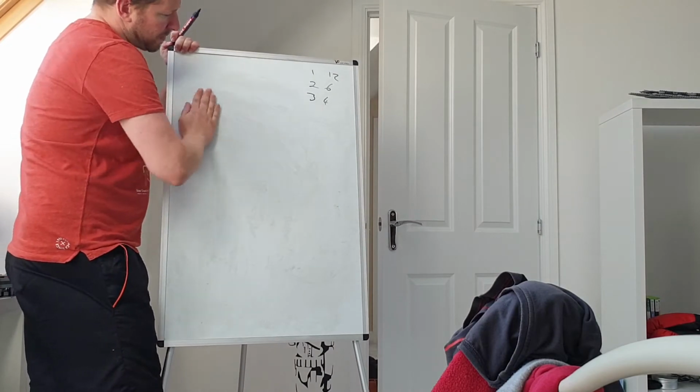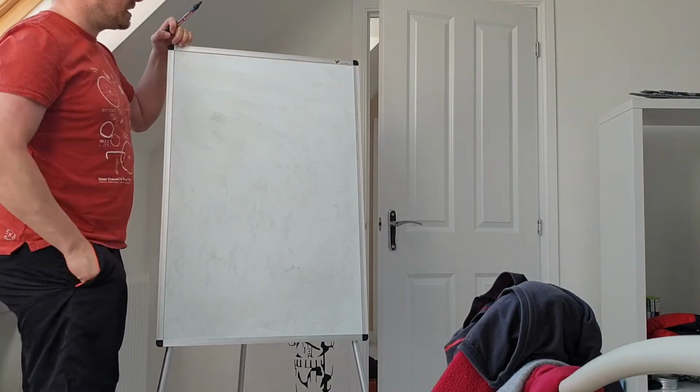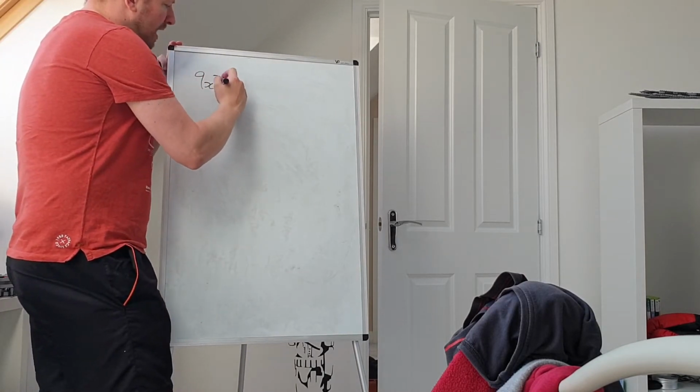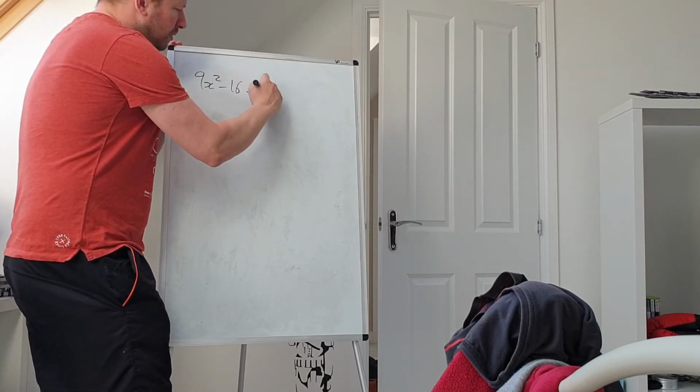So that's a pretty standard type. The next one, 9x squared minus 16 equals 0.